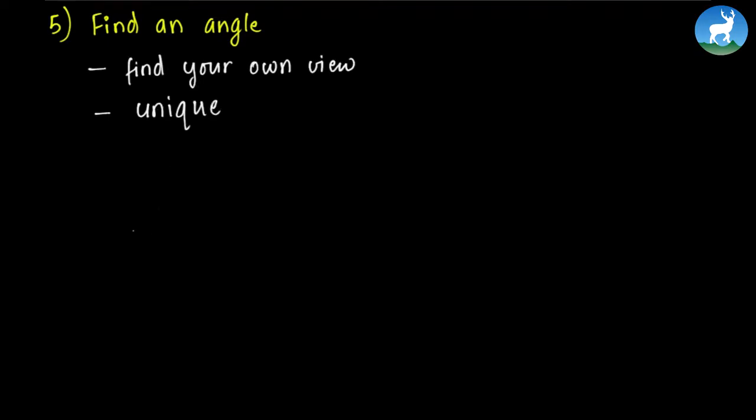And now comes the fifth step, which is to find an angle. Now, to find an angle means to have a story from a different perspective, from your perspective. So make sure that the perspective you're presenting your news from is uniquely yours. Even though you're writing a very popular story, try having a different way of thinking and narrate the story such that it looks unique. Find your own view which is unique.